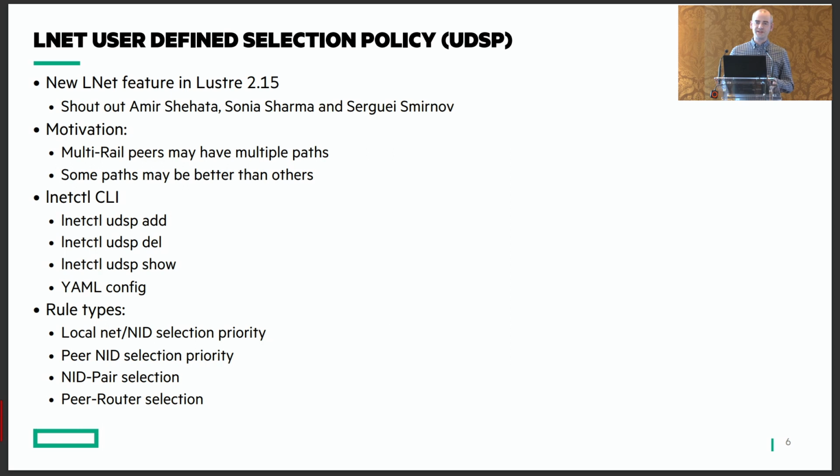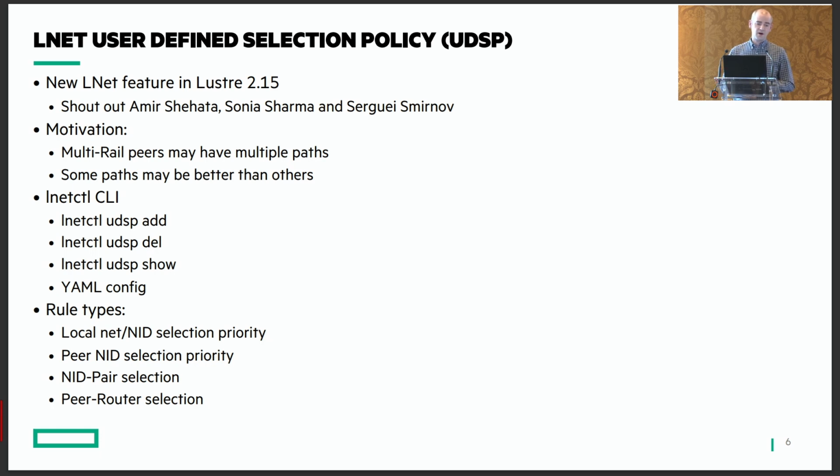The motivation for this is that with LNet multi-rail, by definition, you now have multiple paths between LNet peers, and some of those paths may be better than others. UDSP allows system administrators to define optimal paths between peers so that you can achieve performance or resiliency goals. It's controlled using the lnetctl CLI, and there's support for YAML configuration, just like other LNet configuration.